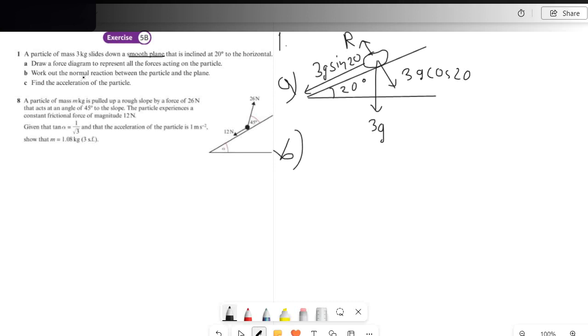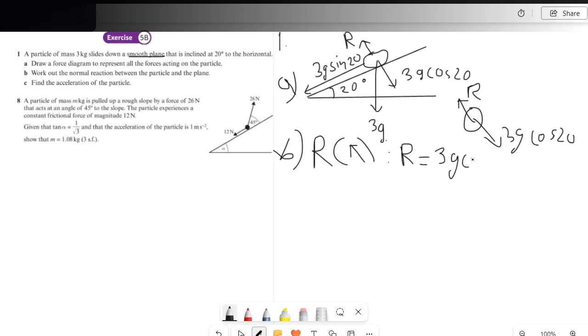For part B, we have to find the normal reaction between the particle and the plane. If we resolve perpendicular to the plane, drawing the particle again, if this is R and this is 3g cos 20, and there is no acceleration perpendicular to the plane, we can say that R is equal to 3g cos 20, which is approximately 27.6 newtons using the calculator. For part C, we have to find the acceleration of the particle.